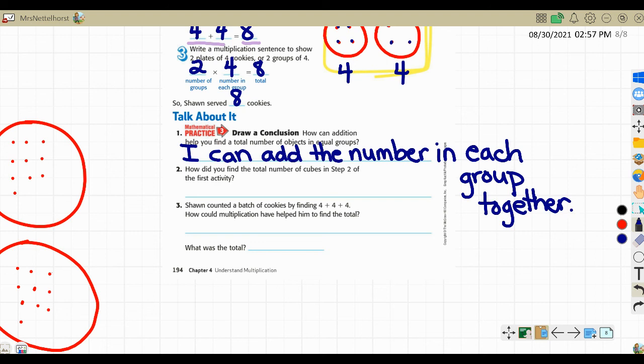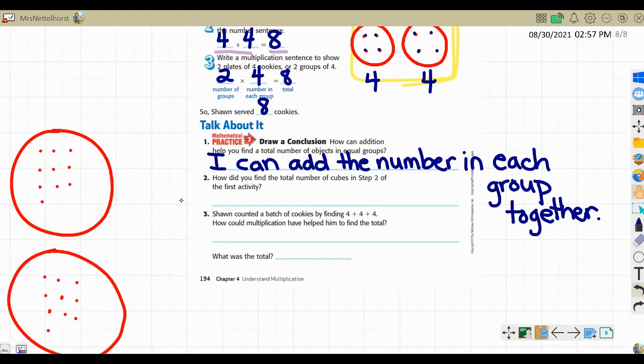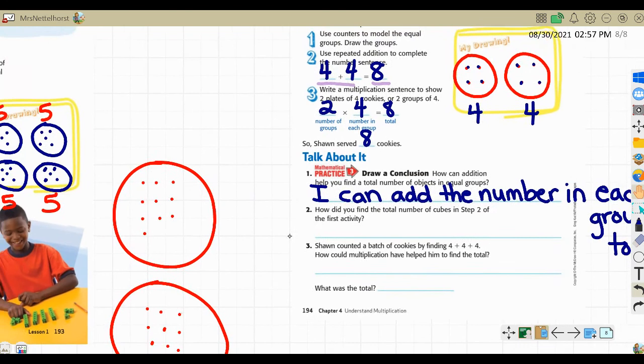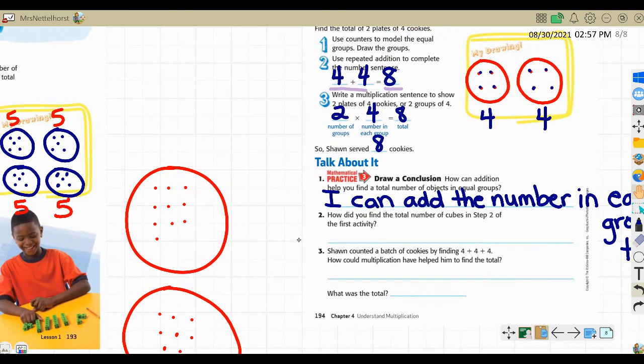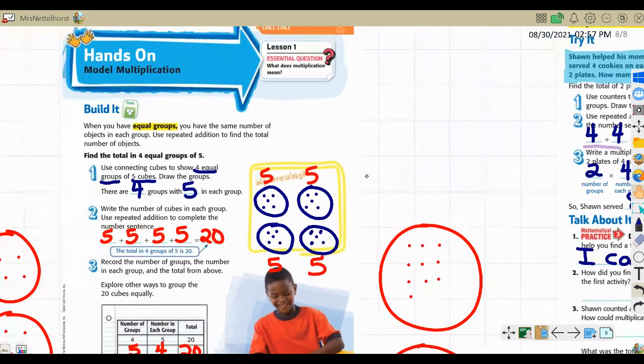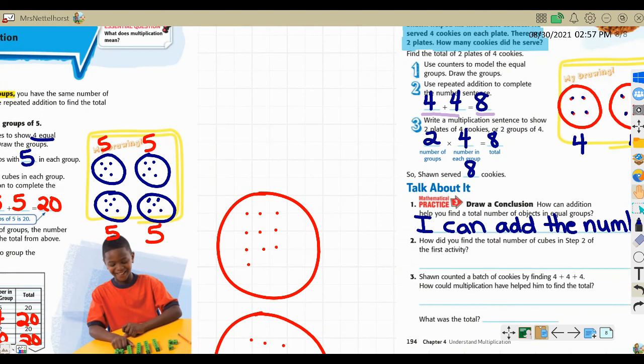Okay, how did you find the total number of cubes in step 2 of the first activity? So let's look back at our other page. Actually, just look at mine. Don't worry about yours because you have to switch to another assignment in Class Dojo, so that can make it hard. So let's look back at step 2 in the first activity, and we need to tell how we found the total number of cubes in step 2. So let's go back to step 2. The way that we found the total number of cubes was by using repeated addition. 5 plus 5 plus 5 plus 5 is the same as 20.